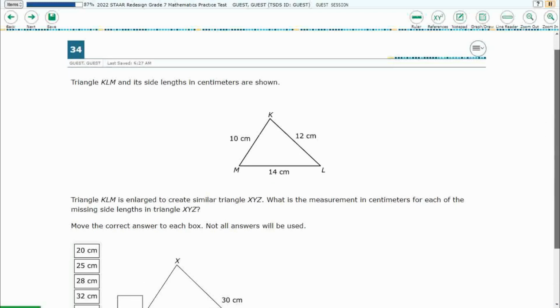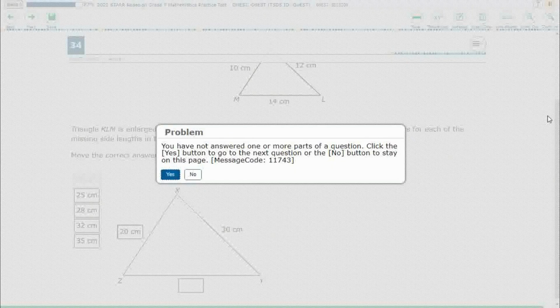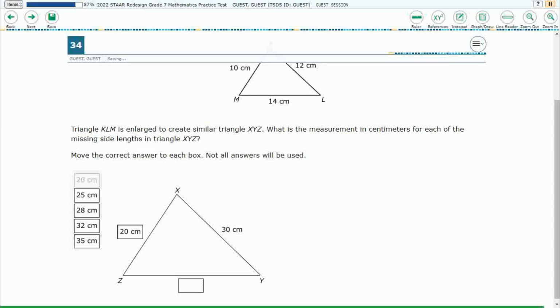So one thing to keep in mind with this drag and drop here, we've got two different missing side lengths. You cannot use the same answer twice. When we're dealing with hot text, you can use the same answer twice, but we're dealing with drag and drop. You can only use each answer once, and if you try to submit it without answering both, you are going to get an error message. So let's look at this problem here.